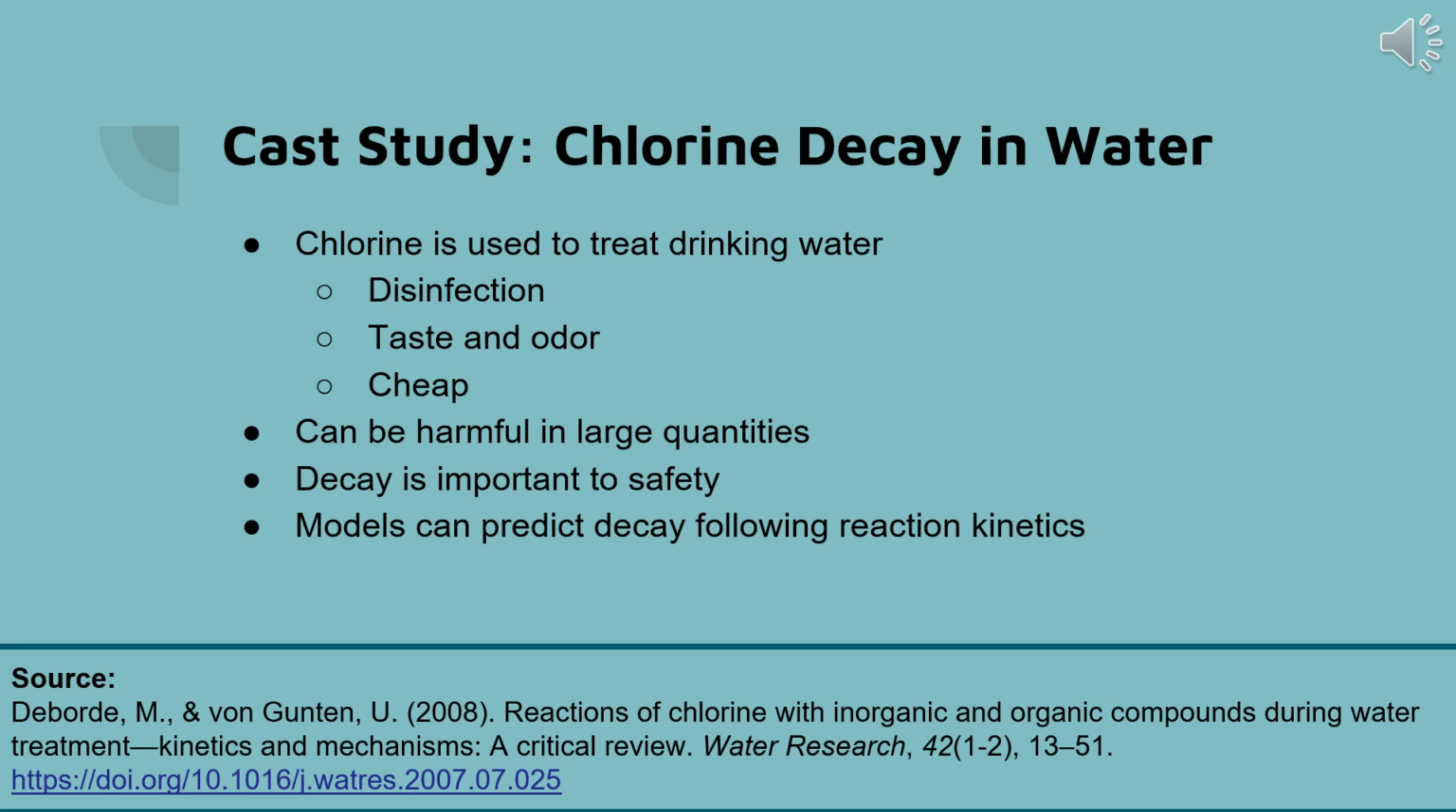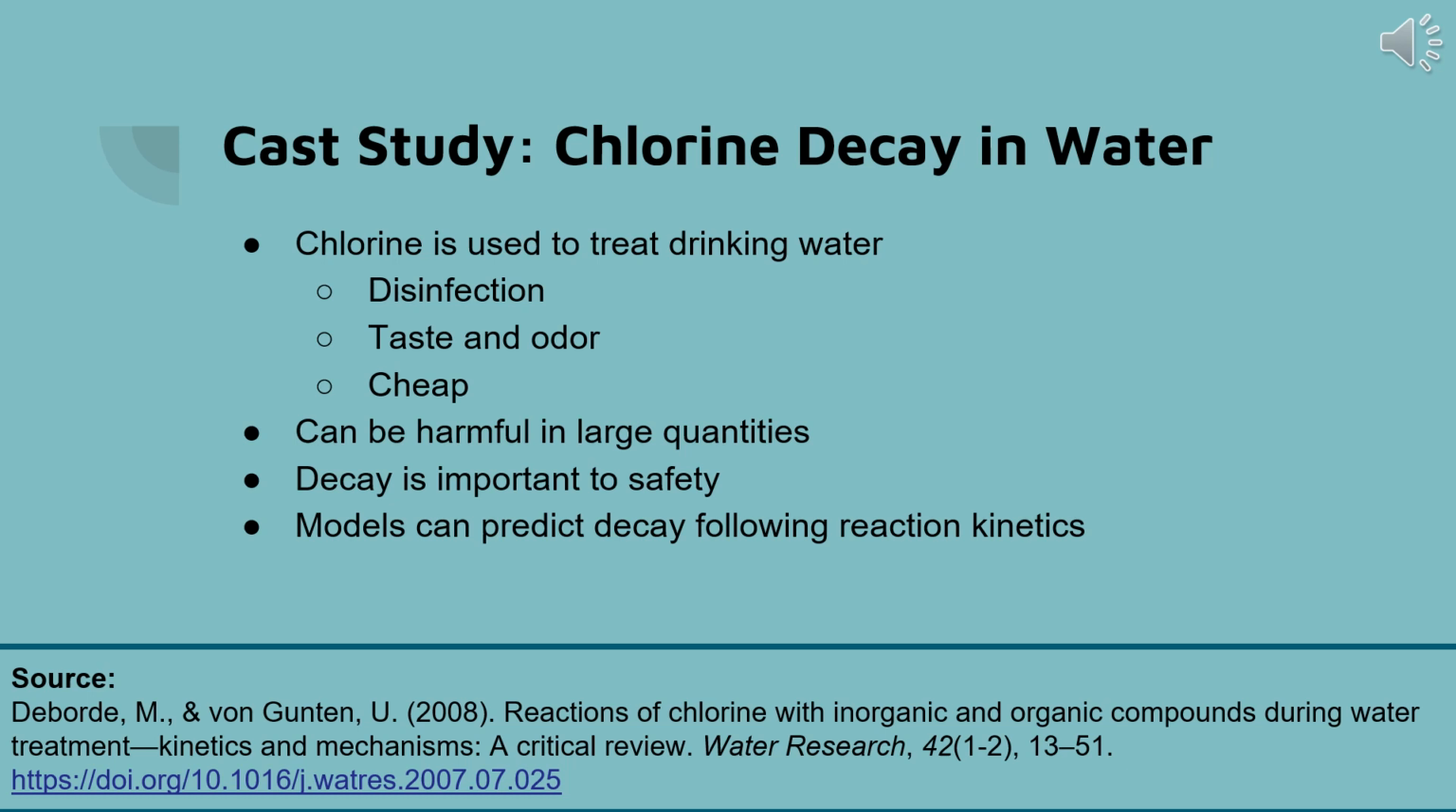Chlorine has many uses, one of which is to treat drinking water. Its main purpose is to act as a disinfectant, meaning it neutralizes bacteria that could be harmful to human health. It also has been shown to improve the taste of water and also reduce the odor. One of the reasons chlorine is used as opposed to other treatment methods is that it's relatively cheap to apply on a large scale. However, chlorine can be harmful if it's found in large quantities in the water.